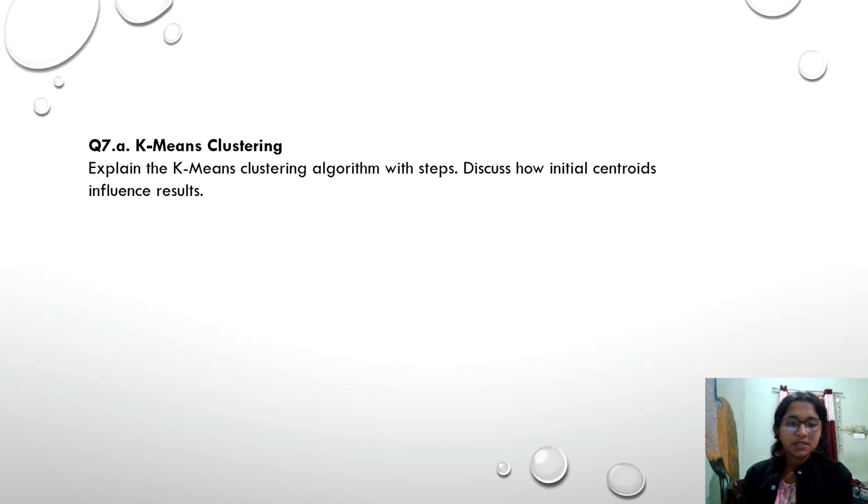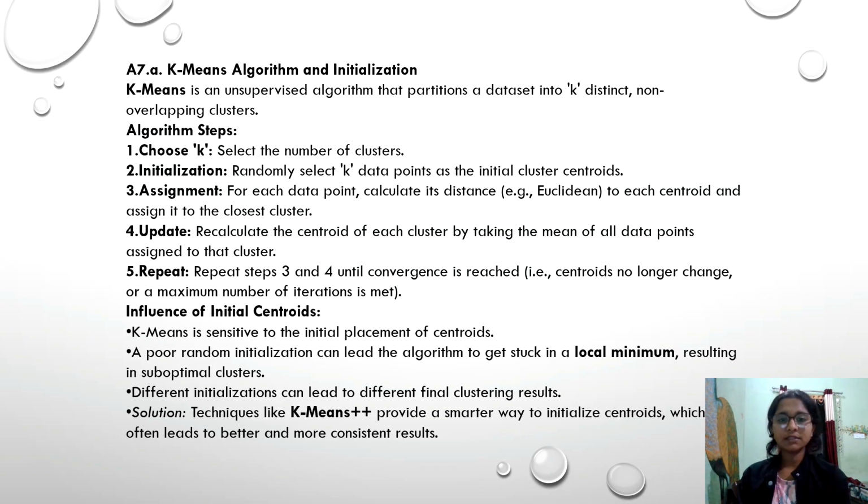Now, the seventh question is k-means clustering. Explain the k-means clustering algorithm with steps. Discuss how initial centroids influence results. K-means algorithm and initialization. K-means is an unsupervised algorithm that partitions a dataset into k distinct non-overlapping clusters.